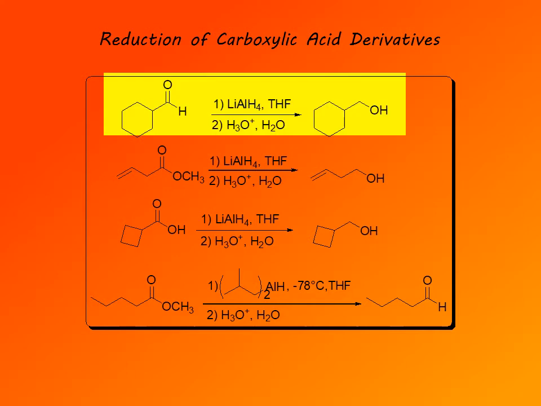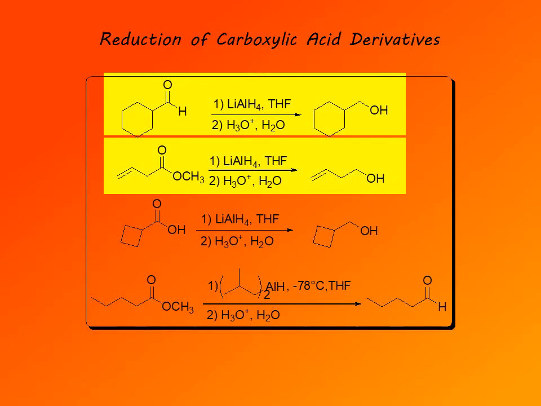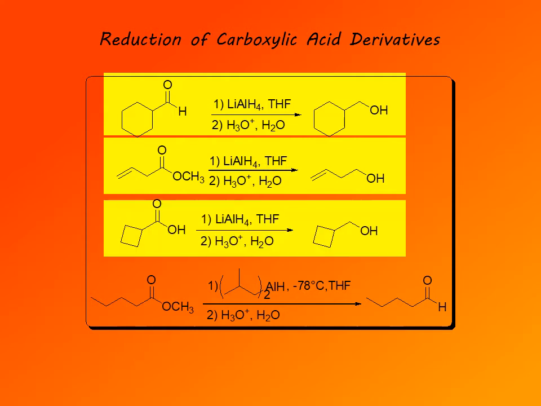First, just for comparison and to remind you, this is a reaction we covered earlier in previous videos. Aldehydes are reduced upon treatment with lithium aluminum hydride to the corresponding primary alcohols. Esters are also reduced upon treatment with lithium aluminum hydride to the corresponding primary alcohols, and as you can see from this example, a carbon-carbon double bond doesn't present a problem. So the carbon-carbon double bond is tolerated in reactions like these. Carboxylic acids themselves are also reduced to primary alcohols.